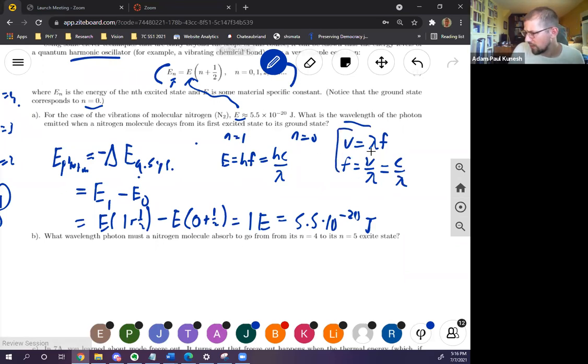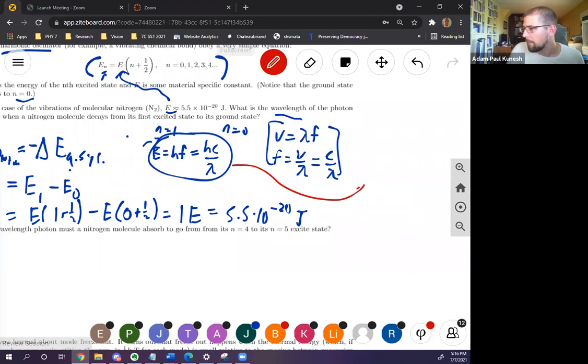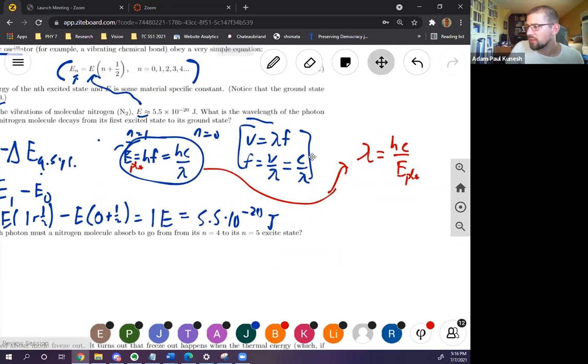Okay, so this is kind of a two-parter here. We have E equals HF. That gives us this relationship, E equals HC over lambda. Solving that one back, we get lambda equals HC over E photon. And I should make this explicit. This is also photon energy. Okay, so I'm going to solve back for that.